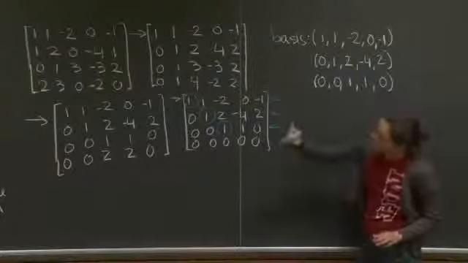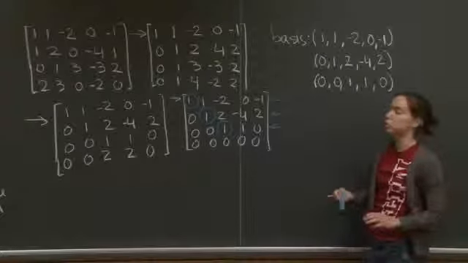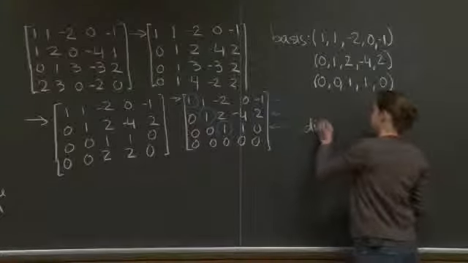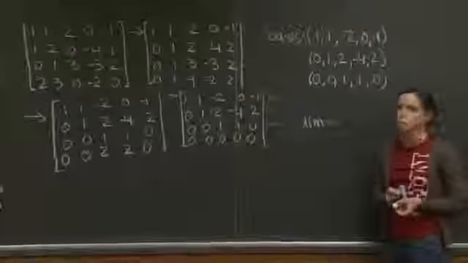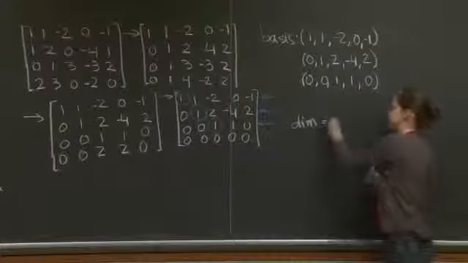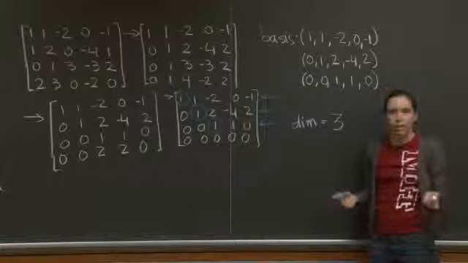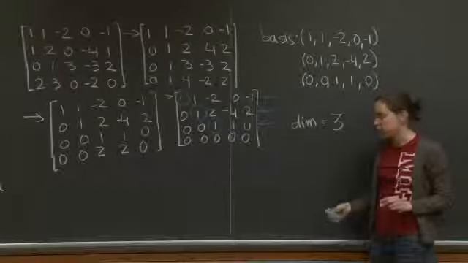The other question that we had was, what is the dimension of the vector space? Well, this is the easy part. The dimension of the vector space is 1, 2, 3. And that solves the problem. But there's one more thing that I want to tell you.